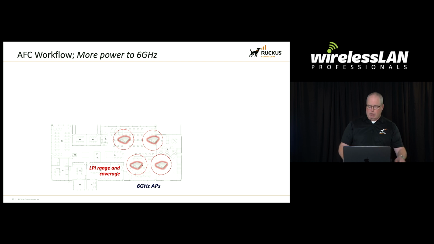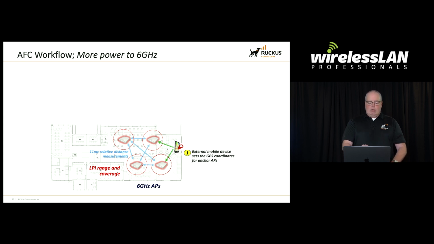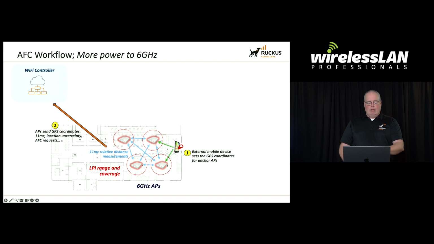For that, and this is the solution that Ruckus uses, other vendors will use a different type of solution, but for us, we'll place those APs around, and then they'll come up initially in LPI mode, obviously. And then with our mobile app, you can set the location for some of these anchor access points, like ones that are close to the building edge, maybe they can get a good GPS signal. With the mobile app, you can set the location on the access point. The AP will then use 11MC to figure out all the other access points. So they're all figuring out where they're located, what clients are around them and that kind of thing.